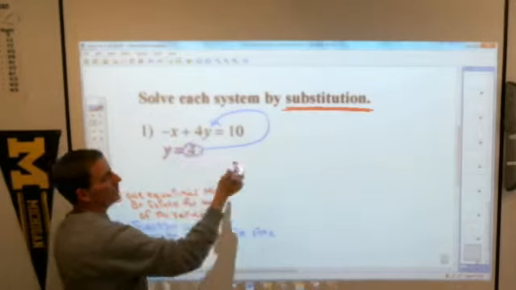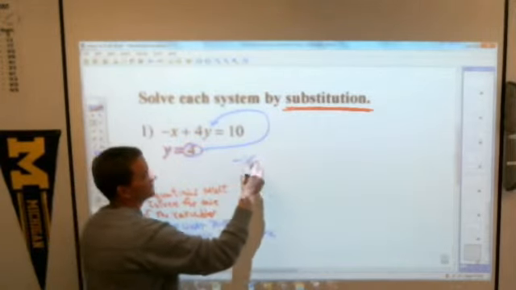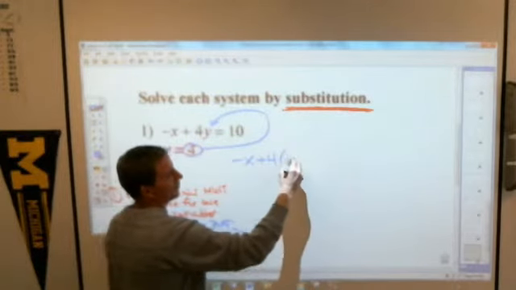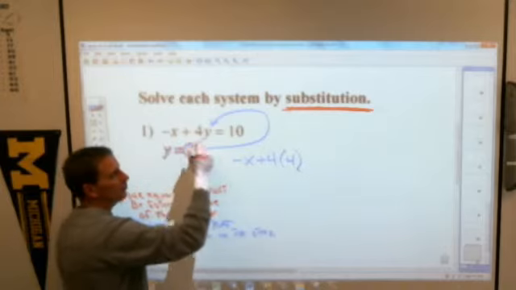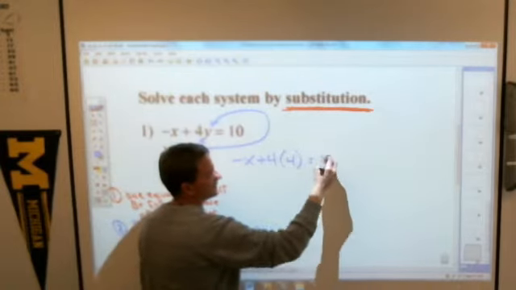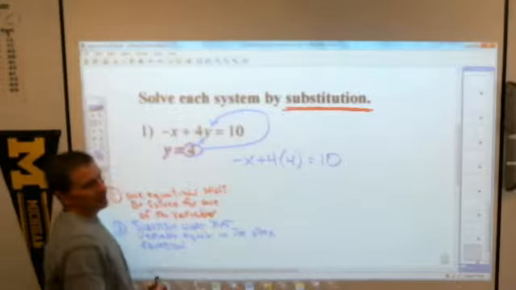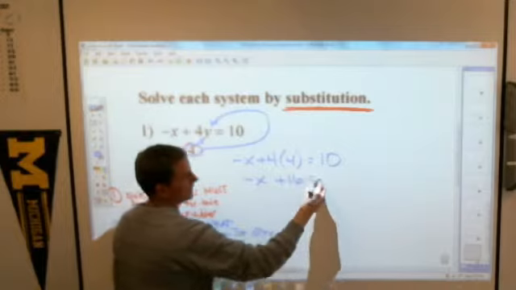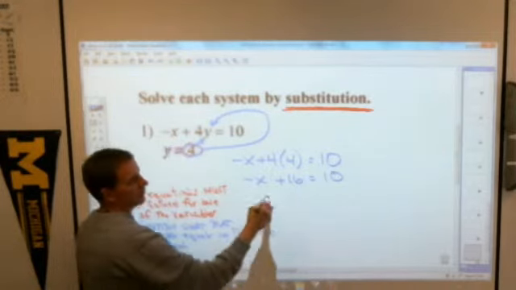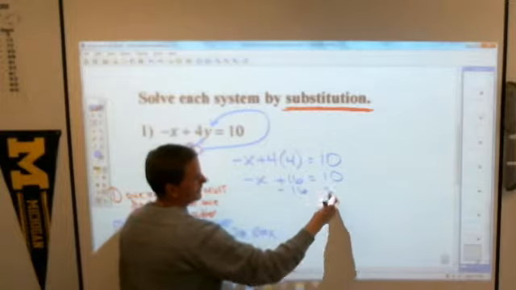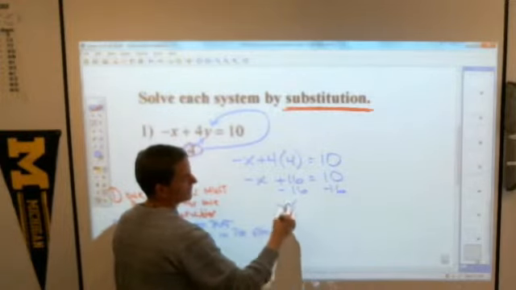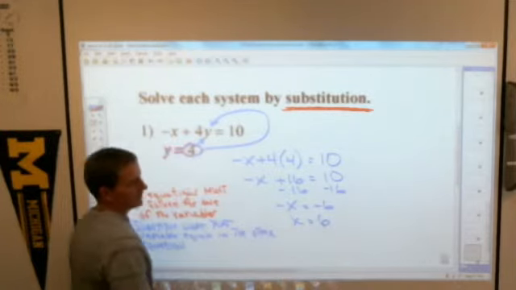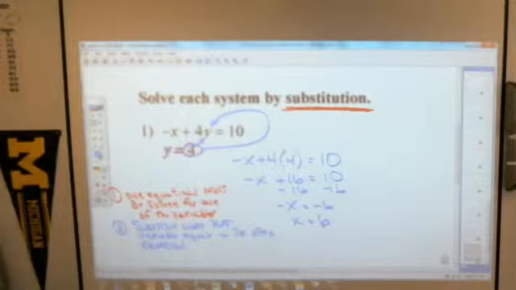So if I put 4 in for y, and here's where you have to be careful, please use parentheses. It is 4 times what y equals, which was 4. I put 4 in for y there, and that equals 10. Now it's only got one letter, I can solve it because it ends up being negative x plus 16 equals 10. How do I solve this for x? Subtract 16. Negative x equals negative 6. So positive x equals positive 6. Look how smart you look. You've now solved that for x.